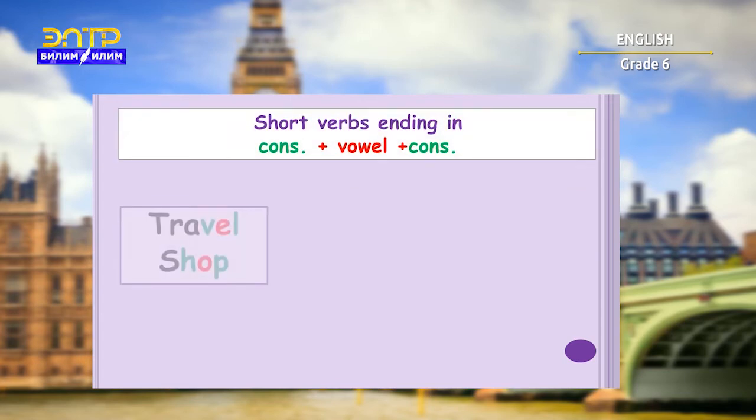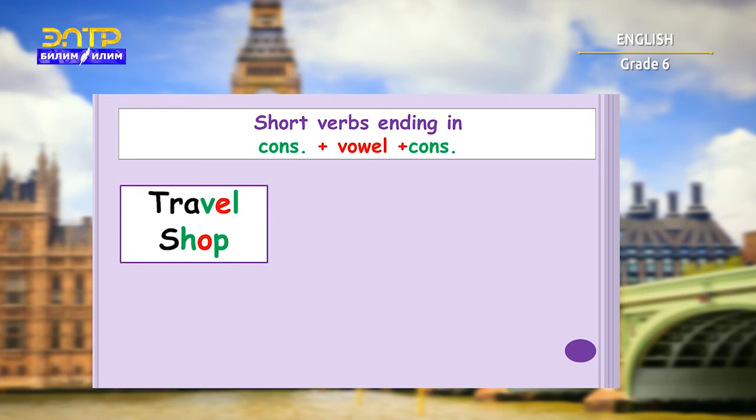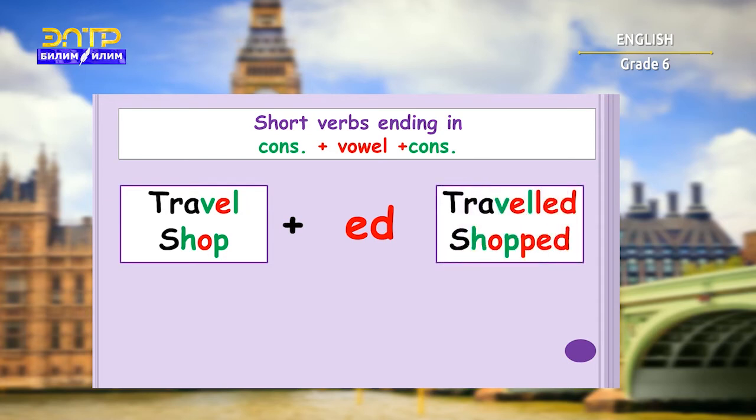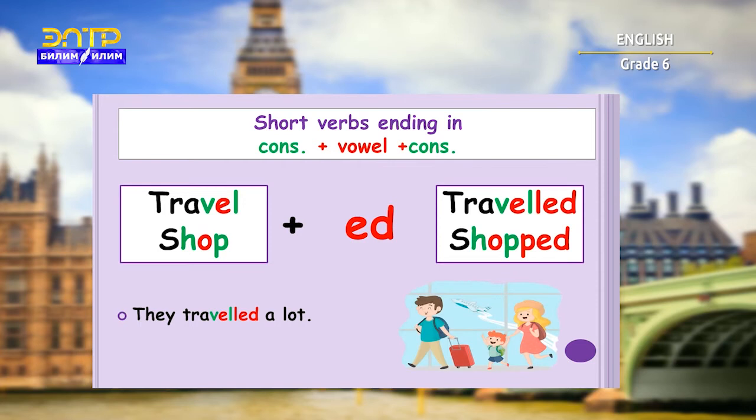Also, if your verb has one syllable and ends in consonant, vowel, consonant, we double the last consonant. For instance, travel, traveled. Shop, shopped. They traveled a lot.